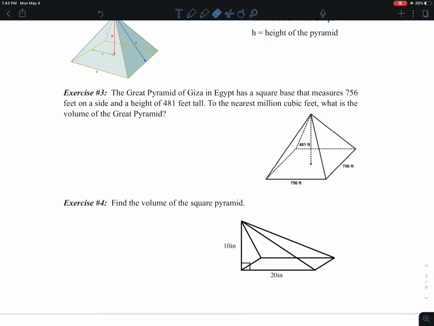So this one doesn't seem that difficult. Let's just go ahead and calculate the area of the base. The base is just a square, so it's going to be 756 times 756, right? So for that one, that should give us 571,536. So that is how many square feet the area of the base is.